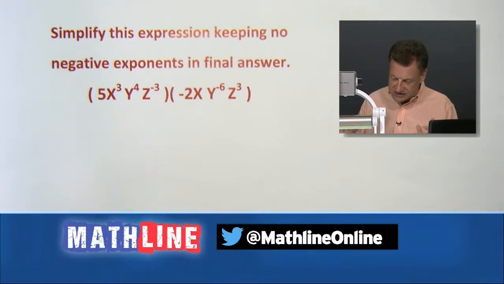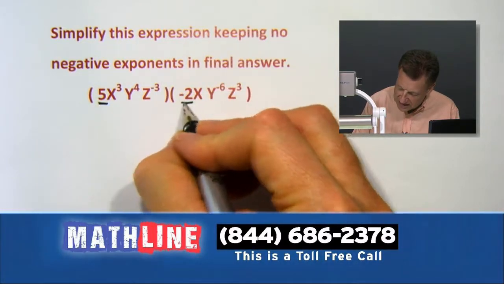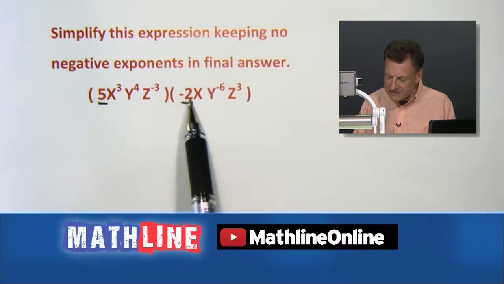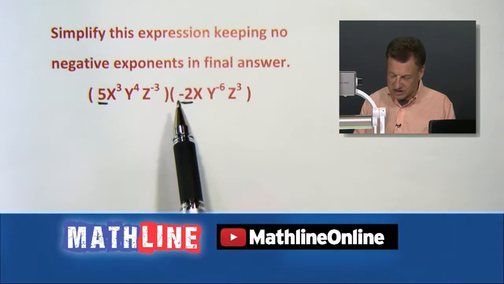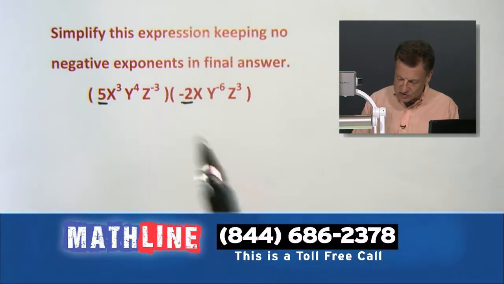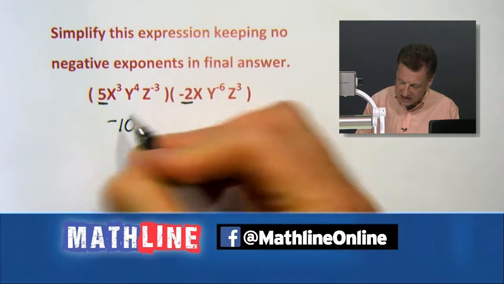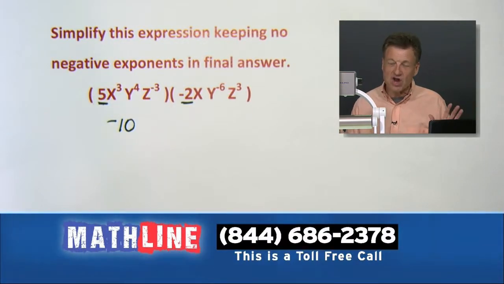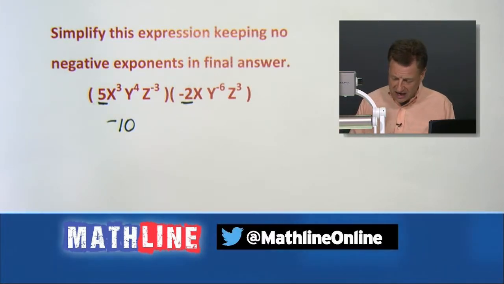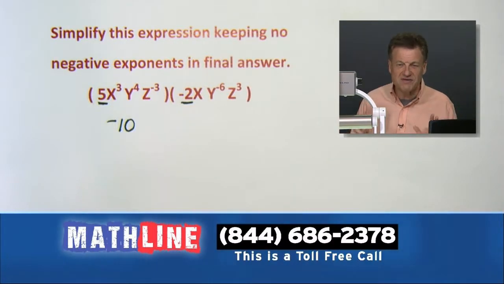So it's a multiplication problem. First, let's talk coefficients. We've got a 5 and a negative 2, and that is not a subtraction. This is all in parentheses, so it's multiplication all the way through. 5 times negative 2 gives you negative 10. We don't have to worry about the 5 or the negative 2 anymore. Remember we said no negative exponents, but we can have negative coefficients, negative numbers at the front of the puzzle.